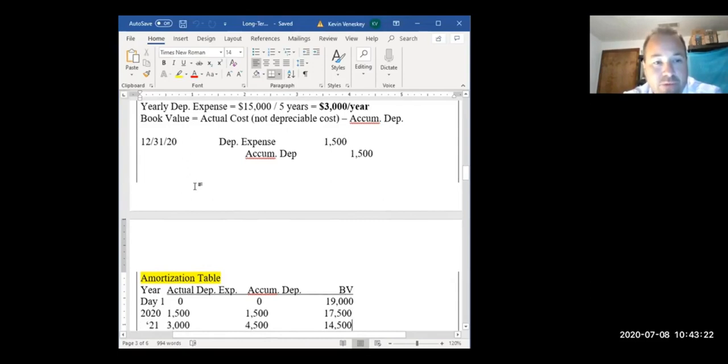Now in year two, if I would do the journal entry again for year two, I would do the whole $3,000, because in 2021, I had it for the whole year. So 2021, my depreciation expense is $3,000. Total depreciation throughout the life is $4,500. And then therefore my book value, it was at $17,500. I took another $3,000 off, so I'm at $14,500.